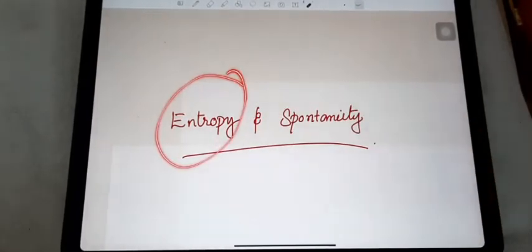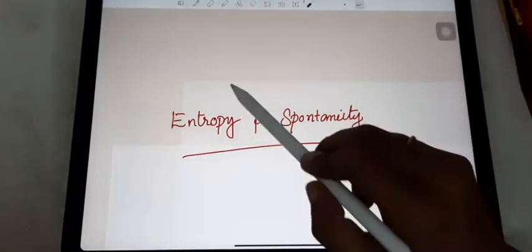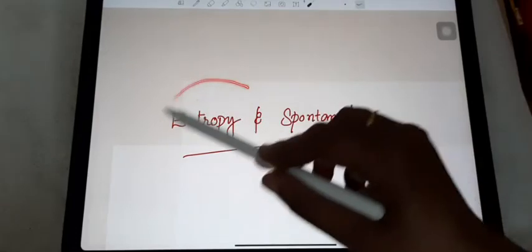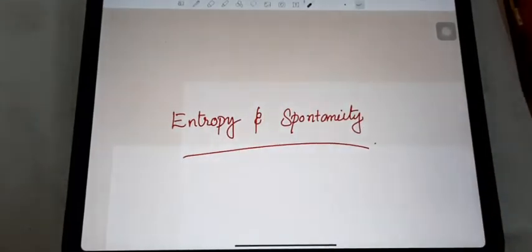Before explaining this term entropy, what's the connection of entropy with spontaneity? And what's the purpose of introducing this entropy term in thermodynamics? All those things we can check.